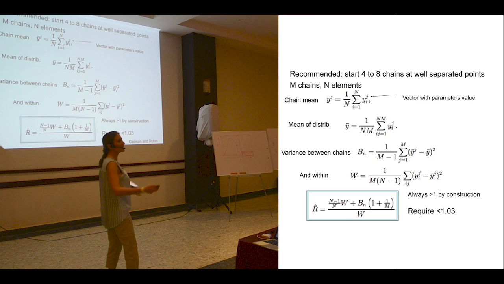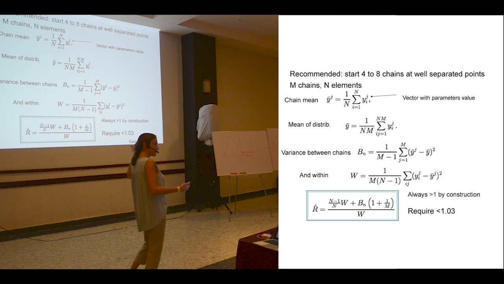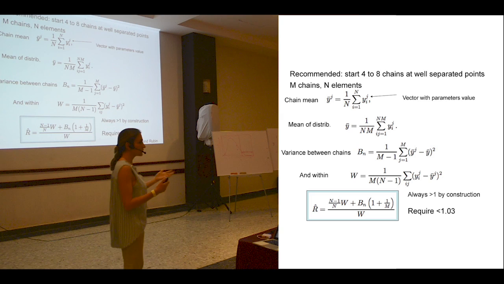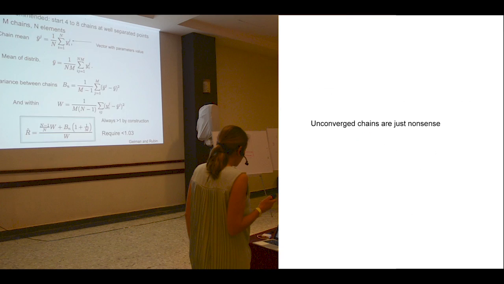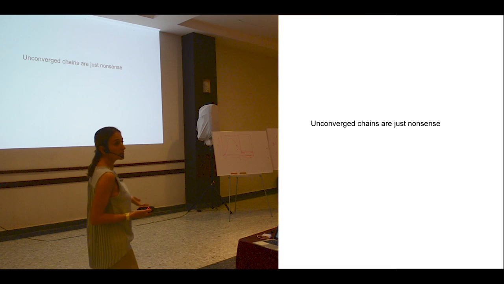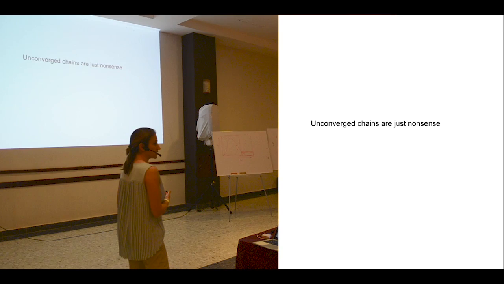Since we are getting a simulation of the posterior, it could never be exactly 1, but it should be close enough to 1. And that's the criterion that's very much used. I'm not going to ask you to code this. I'm just going to show you what the algorithm is and give you a flavor of the concept behind it. But what I want you to keep in mind is that unconverged chains are just nonsense. So please make sure that when you use your chains for results, you have applied a convergence and mixing criterion, and that it is being satisfied.